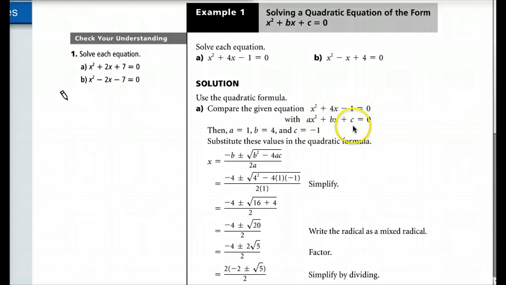Just compare, right? A and B may be easier, but the C, be careful. If you look at the equation, it's just plus C. But here you can actually understand it as plus -1. So that means C equals -1. Okay, if you have A, B, C, just plug in, right?